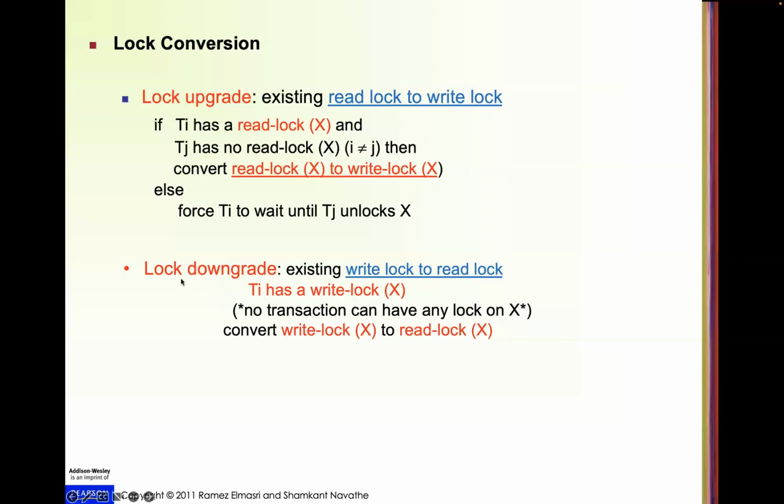Okay, now downgrading. Locks can be downgraded by converting a write lock to a read lock. Now here, for example, Ti has a write lock on X. It means no other transaction can have any more locks on it. So we convert the write lock on X to a read lock on X so that other transactions can use it. So in one conversion, we are upgrading the lock from the read lock to the stronger write lock. In the other, downgrading, we are downgrading the write lock to the read lock.